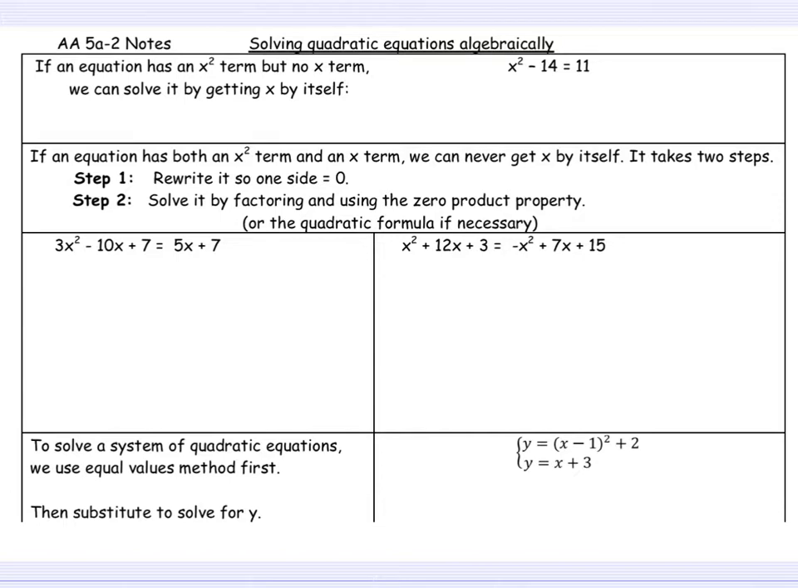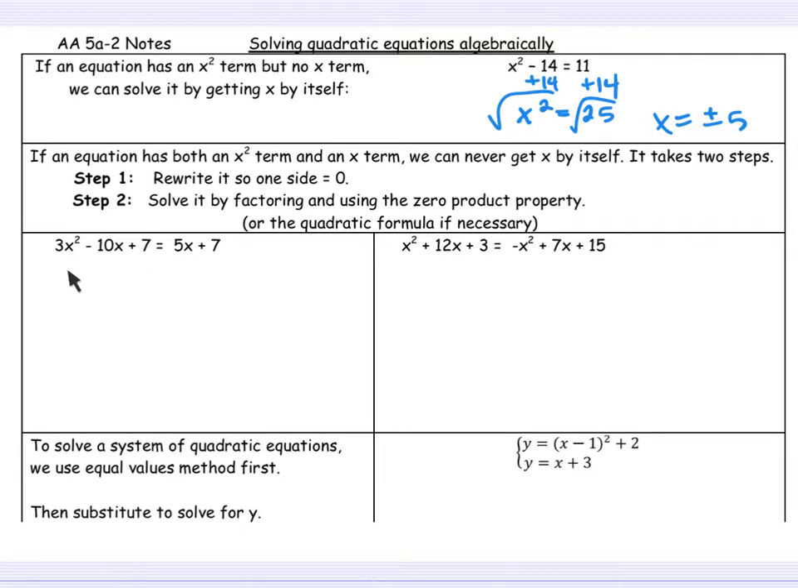Finally, what we're getting to today is how do we use that to solve quadratic equations and systems algebraically. So if we look at the top here, if we just have an x term, which we've talked about already, then we can just isolate x. So I can add 14, x squared equals 25, square root both sides, so I've got x equals plus or minus 5. That's when you can isolate x. If you can't, then you have to get everything equaling 0.